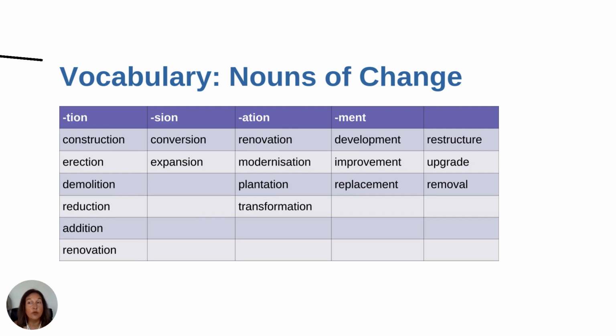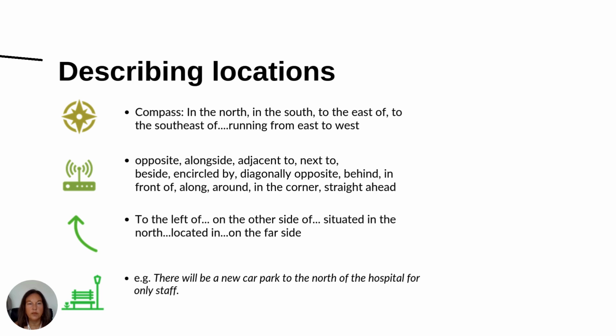To add even more variety, let's look at how you can turn those verbs into nouns. Instead of saying the area was constructed, say the construction of the area. This allows you to use different sentence structures. Study the suffix table here. Again, you can pause so you can try and remember the spelling of these endings. Those endings build your noun forms such as renovation, improvement, or removal.